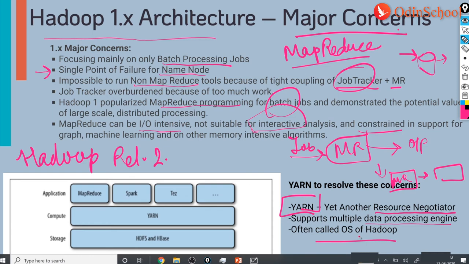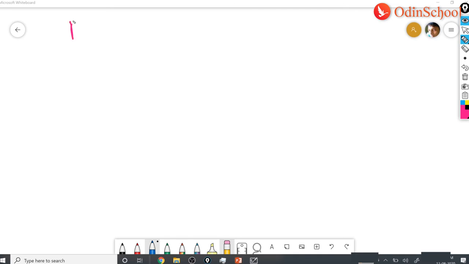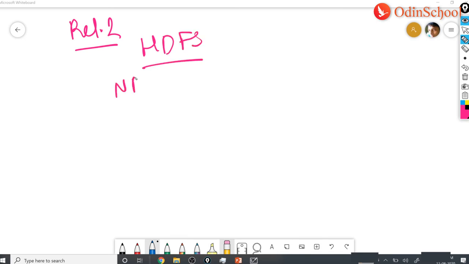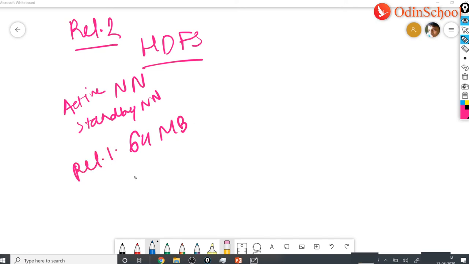And it is often called the operating system of Hadoop, right? Like an operating system is the heart of any computer, this is also the heart of the Hadoop ecosystem. So there are many applications which are now supported on top of YARN, and still your storage is relying on HDFS and HBase. In Hadoop release 2, at the HDFS level, there was a single name node, but now they have this active and standby configuration. I think we have already covered this in detail in our HDFS module. So this is where release 2 is different from release 1. Then 64 MB was the default block size in release 1, but now in release 2, it is increased to 128 MB.